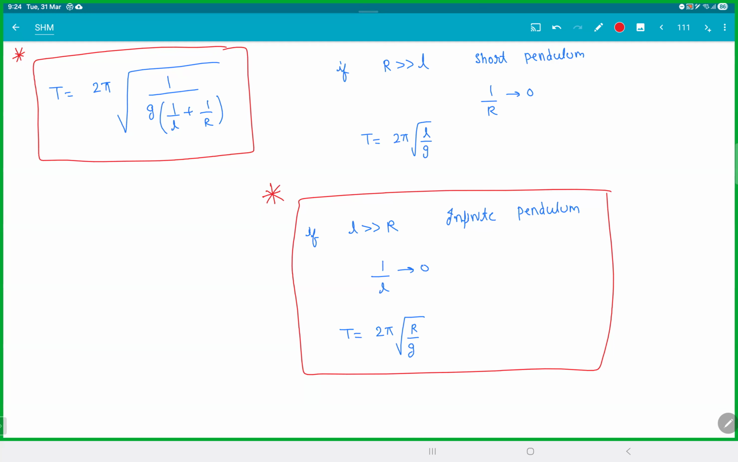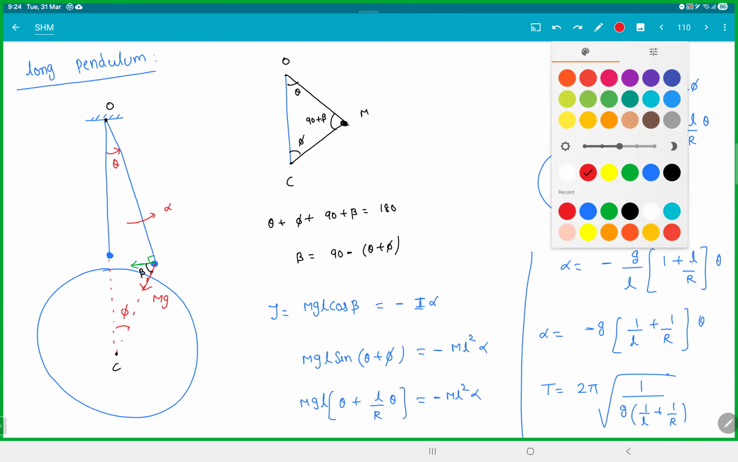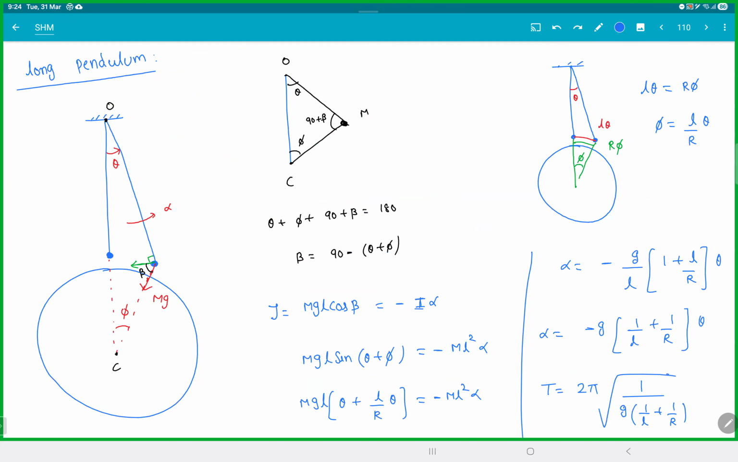Clear with this? So that's a long pendulum there. All clear with this? So that's about the simple pendulum, when you have a point particle with a string.